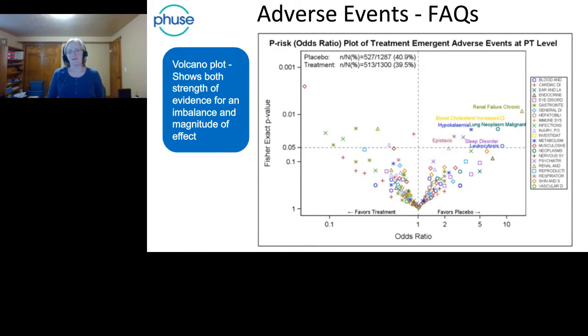This way is a way where it shows both magnitude of effect and strength of evidence. So your odds ratios and your p-values. And then what happens is everything that deserves the majority of your attention will fall into that upper right quadrant. So this is a very nice display.